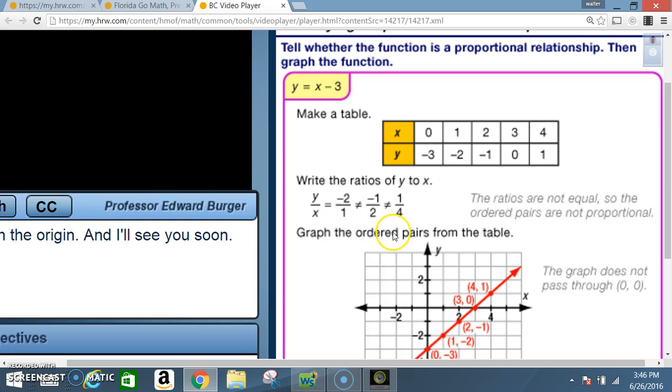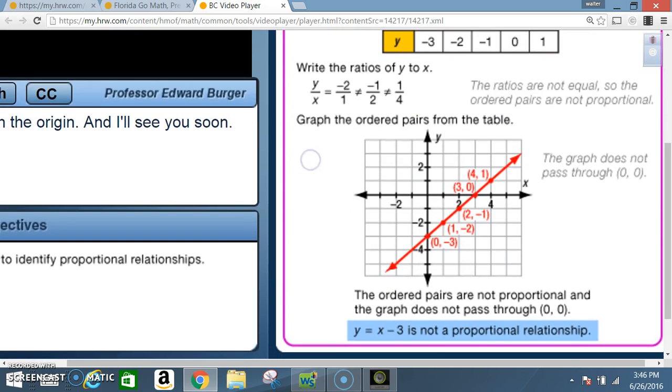Next, we graph the ordered pairs from the table. So after graphing, this is what we got. The graph does not pass through 0, 0. So the graph is not going through there because it has a y-intercept. And the y-intercept in this case is negative 3. The ordered pairs are not proportional, and the graph does not pass through 0, 0. So y is equal to x minus 3 is not a proportional relationship, even though it's linear.